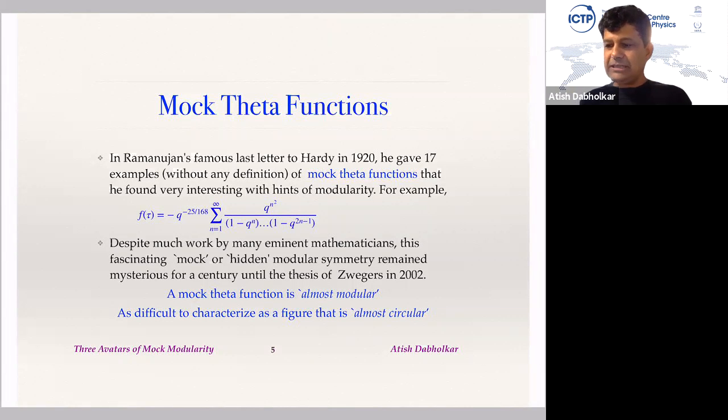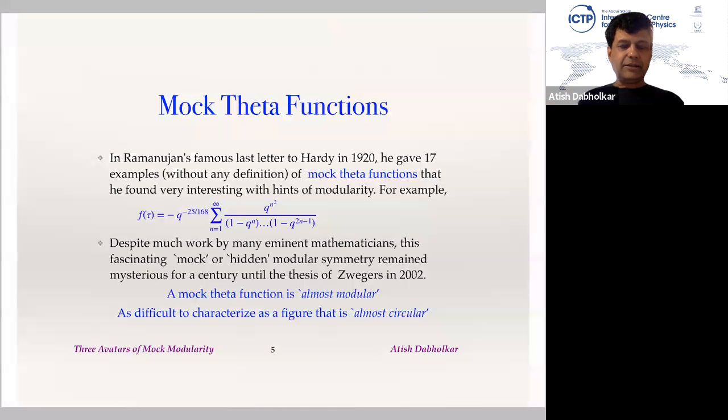So let's start with the mock theta functions. In Ramanujan's famous last letter to Hardy in 1920, he gave 17 examples. Being Ramanujan, of course, he gave no definitions of mock theta functions. And being Ramanujan, again, it was some inspiration from the goddess of Namagiri, which he found very interesting, with hints of modularity. For example, a function like this. Now, if an uninitiated person like you and I look at it, it looks like some hypergeometric function or something like that. Nothing special. No modular symmetry underlying it. But Ramanujan saw some modularity.